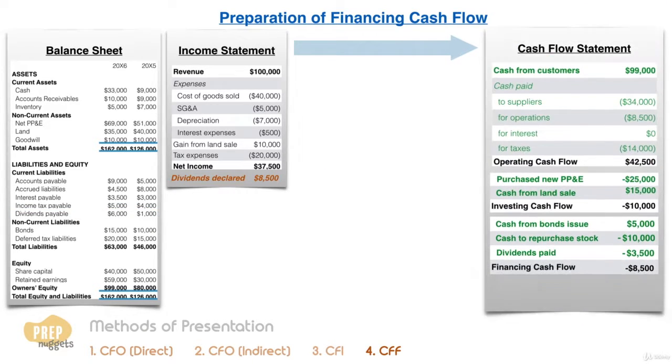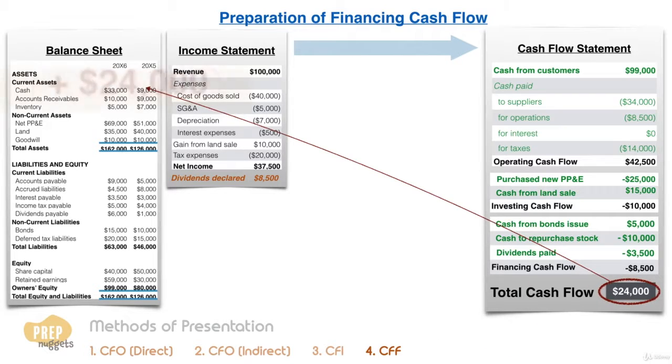Finally, total cash flow is equal to the sum of CFO, CFI, and CFF. Summing up all the figures, we get a total cash flow of $24,000. Notice that this is consistent with the net change in cash for the year.